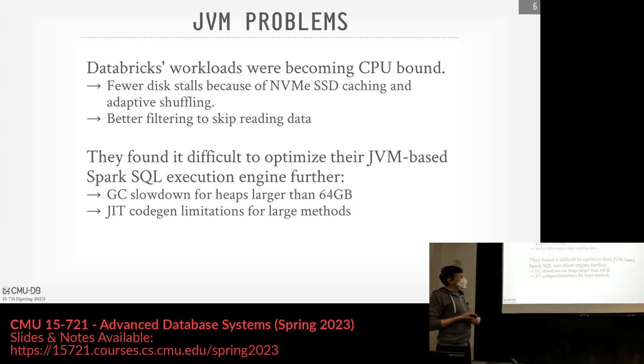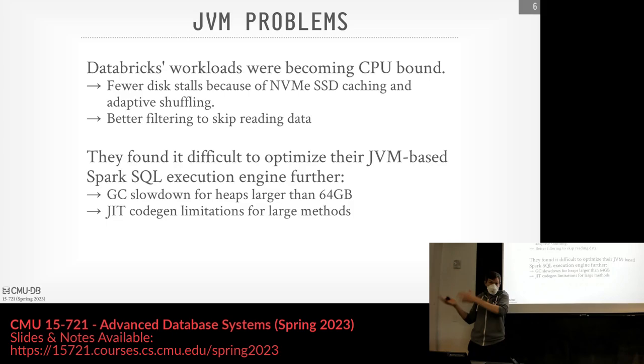So what are the problems with the JVM? Again, Spark was written in Scala because that was the hot thing. It runs in the JVM. What they were finding in their workloads is that they're becoming more and more CPU bound. And this is surprising in a large scale OLAP system that's processing a lot of data, because you would think reading data from disk should be the bottleneck, right? That's the conventional wisdom.